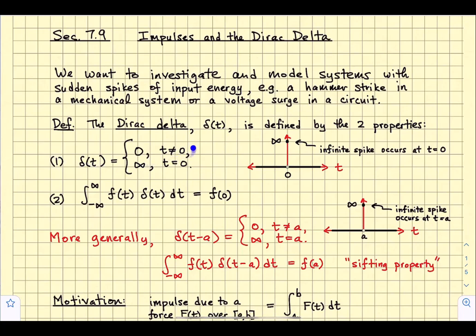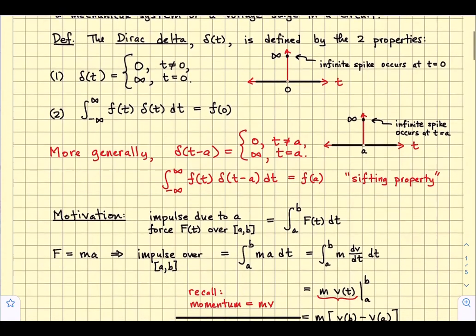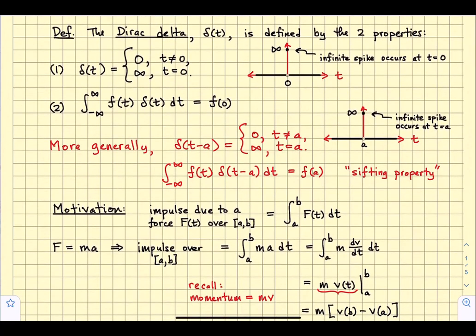So that's one property. And the second property that we want from the Dirac delta is that if you integrate from minus infinity to infinity the Dirac delta times a function f of t, across all time, the result will just be the function value at 0. So right now you might not have a good feel for where these two defining properties came from, but we're going to take them as the definition of the Dirac delta and see what we can get from these concepts.